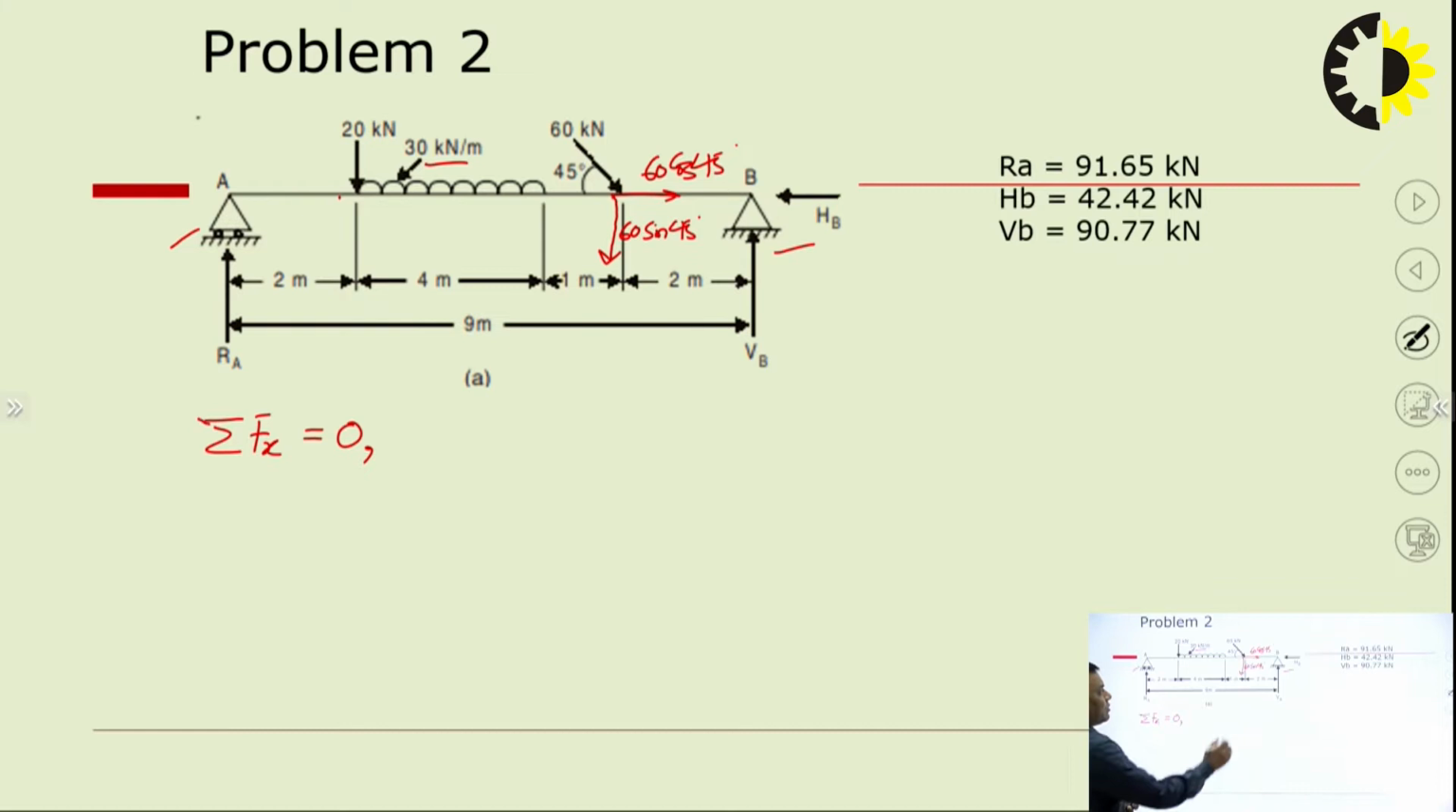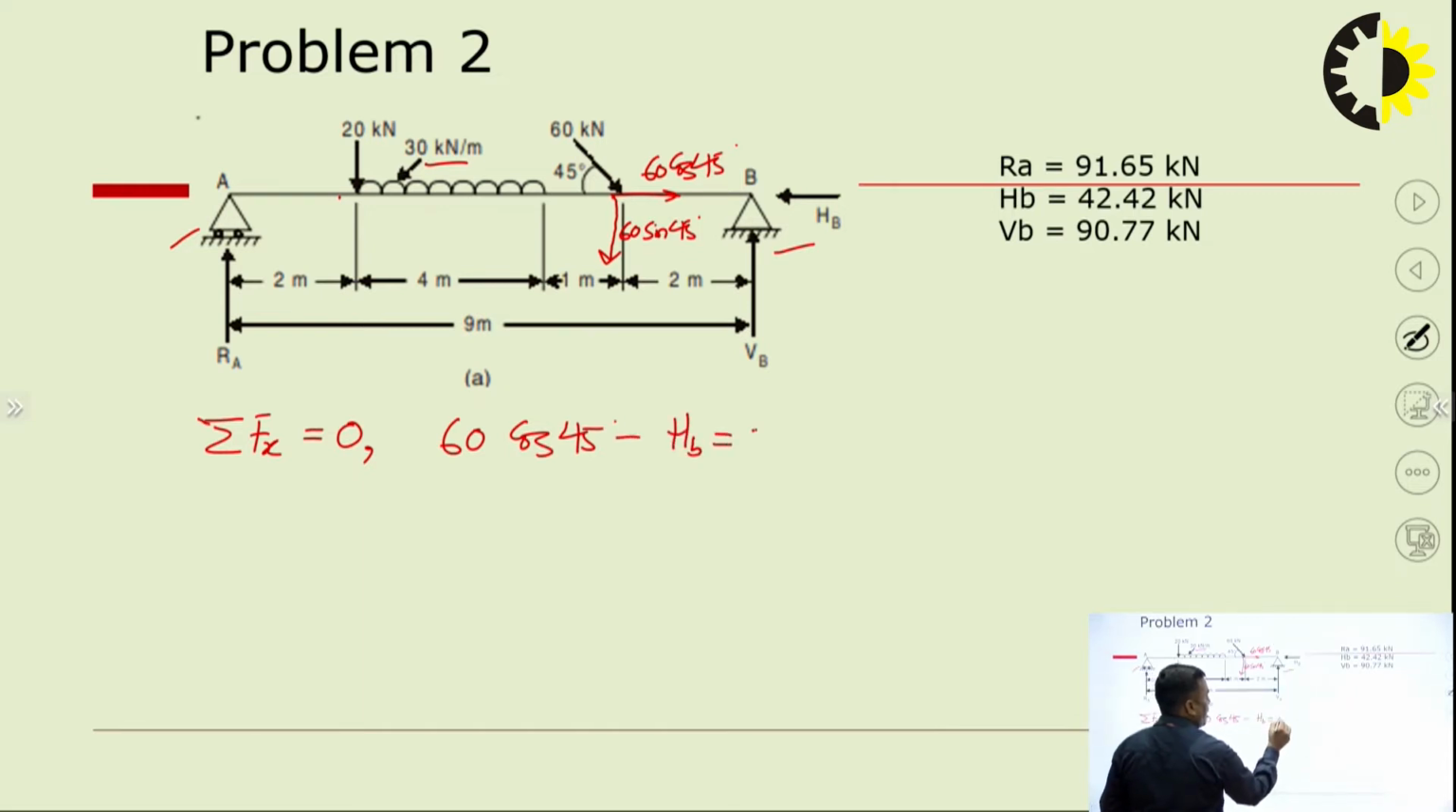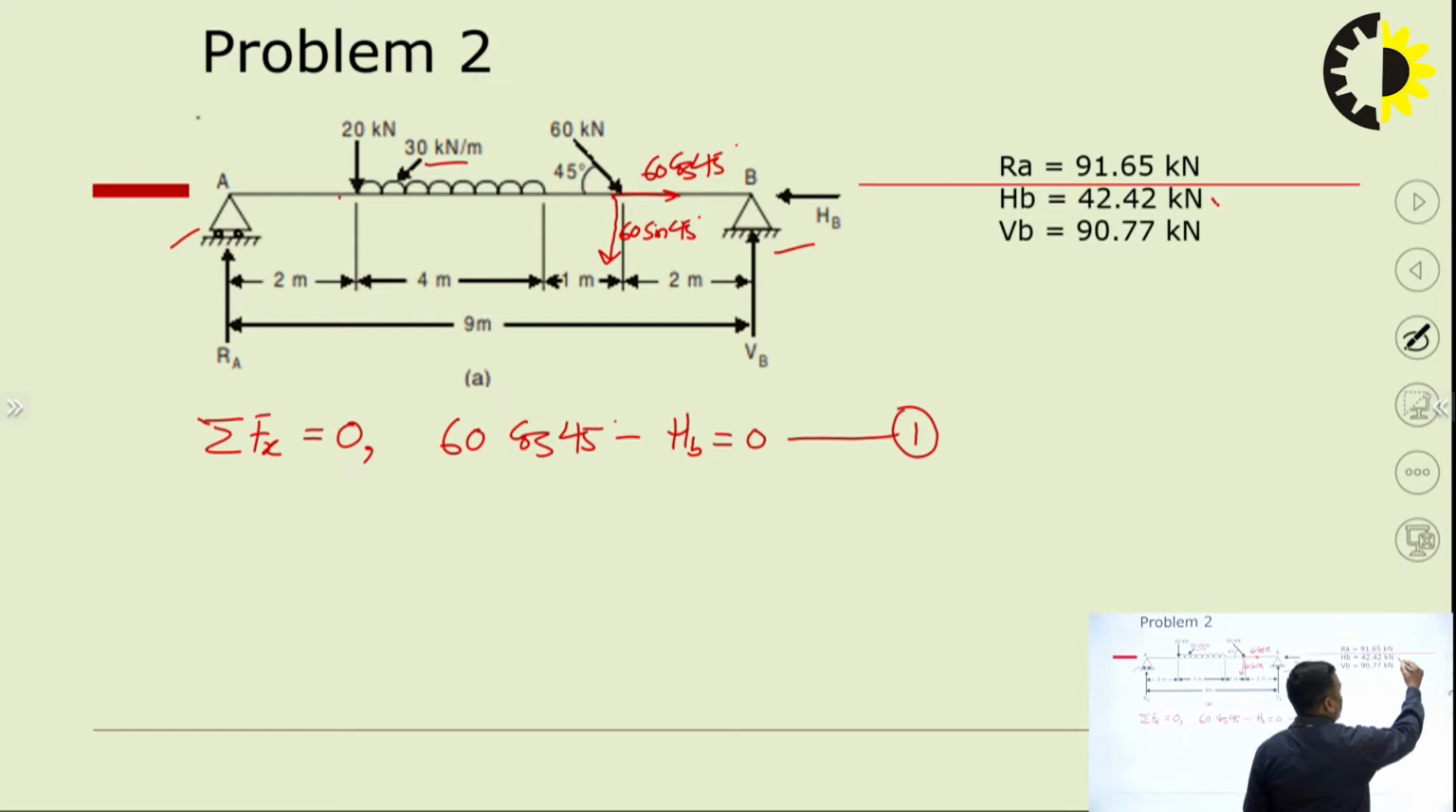So the horizontal forces: one is 60 cos 45, minus HB equals 0. This is equation number 1. Any other horizontal force? We are not observing any other horizontal force. So this is the equation. The value of 60 cos 45 we know, it is around 0.707. So 60 into 0.707 means you get HB equals 42.42 kilonewton. Clear? Very simple.